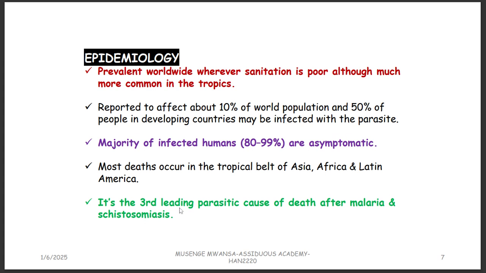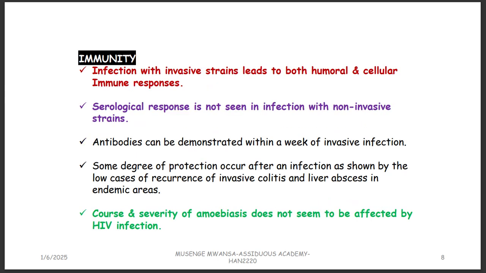It's the third leading parasitic cause of death after malaria and schistosomiasis, which is known as bilharzia. So malaria is the first parasitic cause of death, followed by bilharzia or schistosomiasis. The third one is Entamoeba histolytica. You can see how bad it is. Not sickness, but the third cause of death.